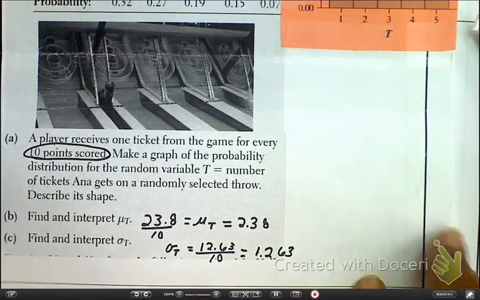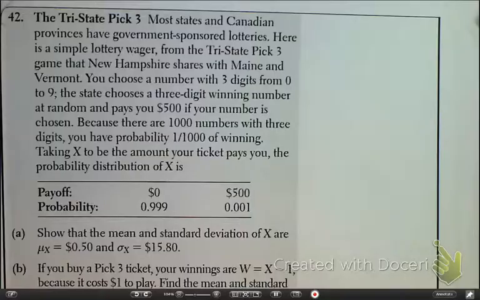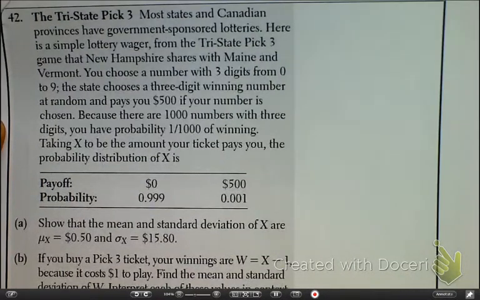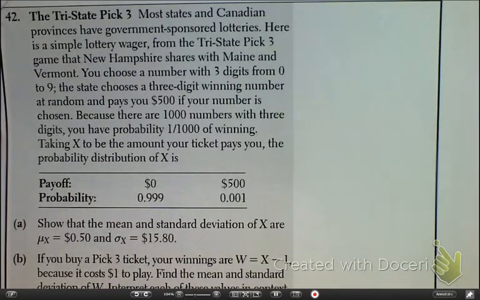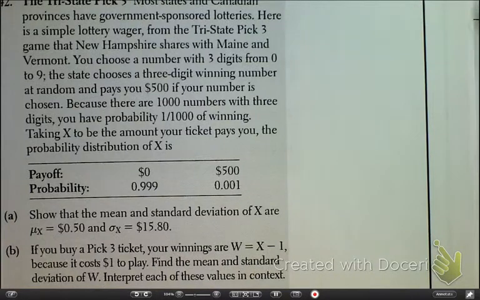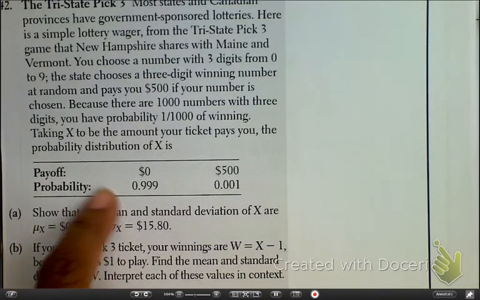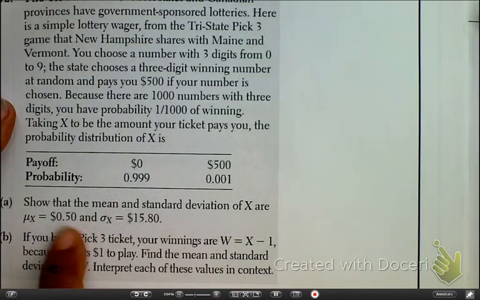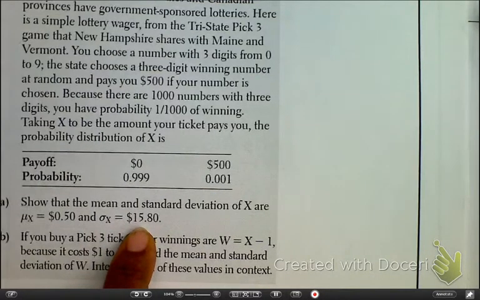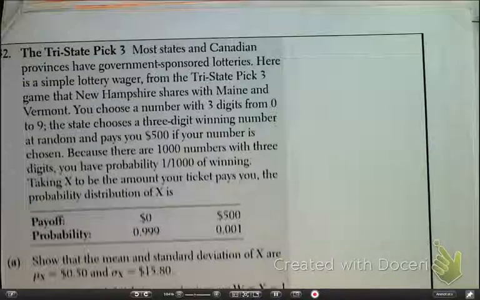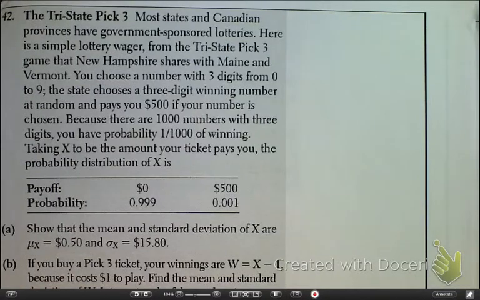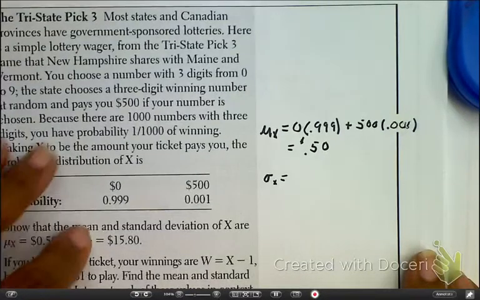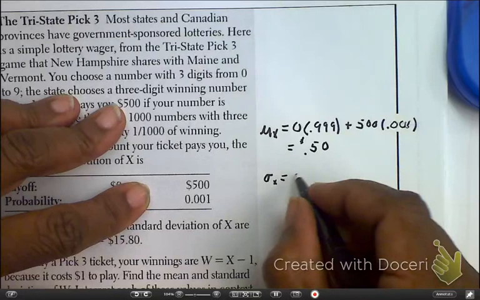Okay, so now I'm going to go to the next question. Go ahead and look at number 42. Now 42 first here is giving us this probability distribution and is trying to ask us to confirm that the mean and the standard deviation are 0.5 and 15.8 respectively. So let's do that work to show that confirmation. And there is our mean. And now remember the standard deviation.